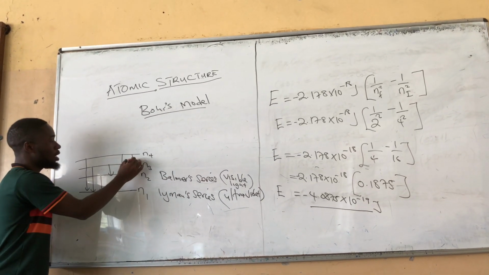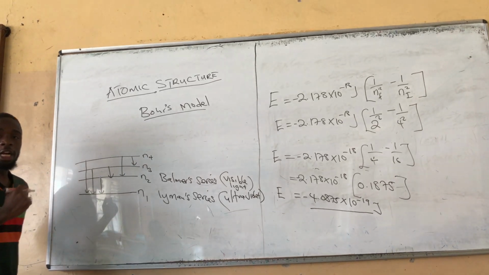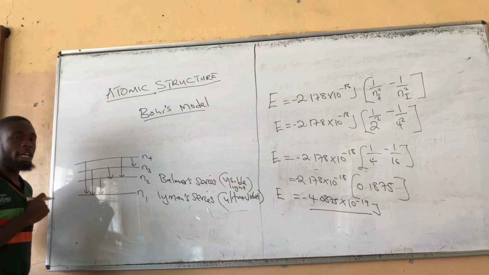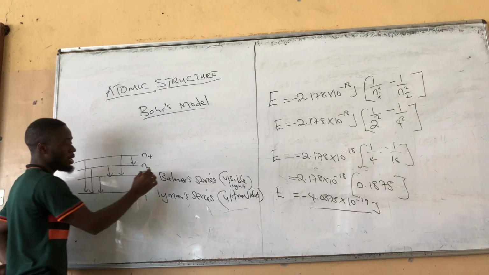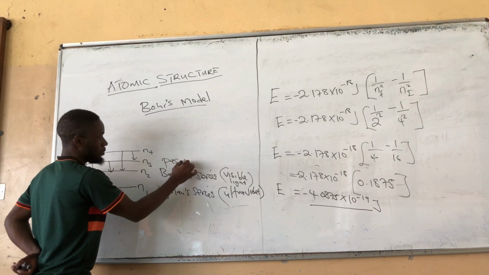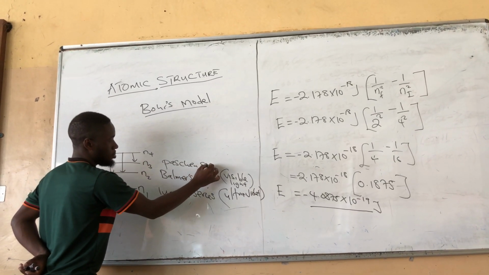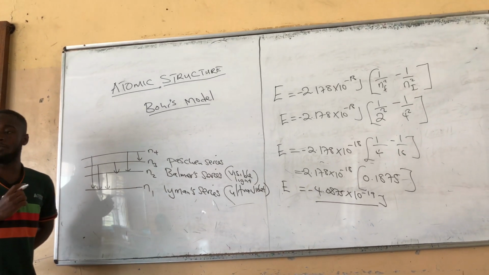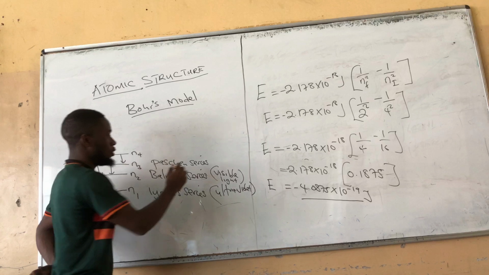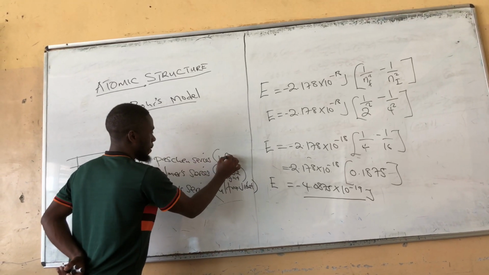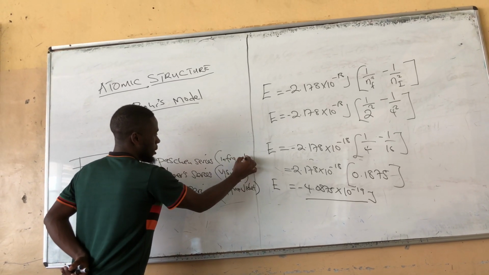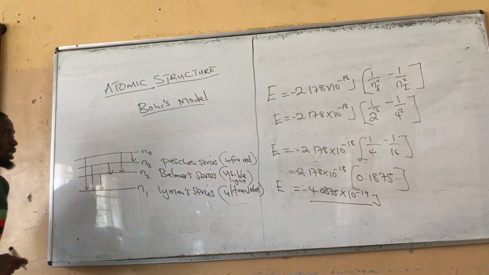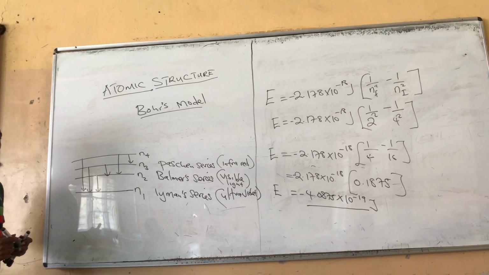So, what about when electrons fall to the third energy level? Can be from here or from anywhere. When electrons fall to the third energy level, it is the Paschen series. That is the Paschen series. And this one deals with infrared emission.